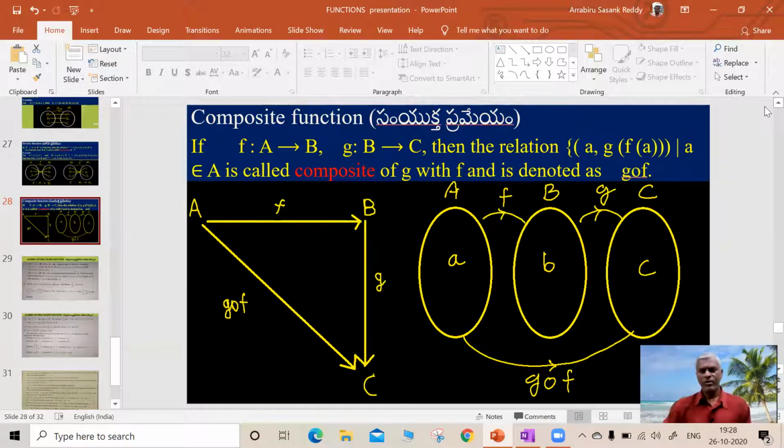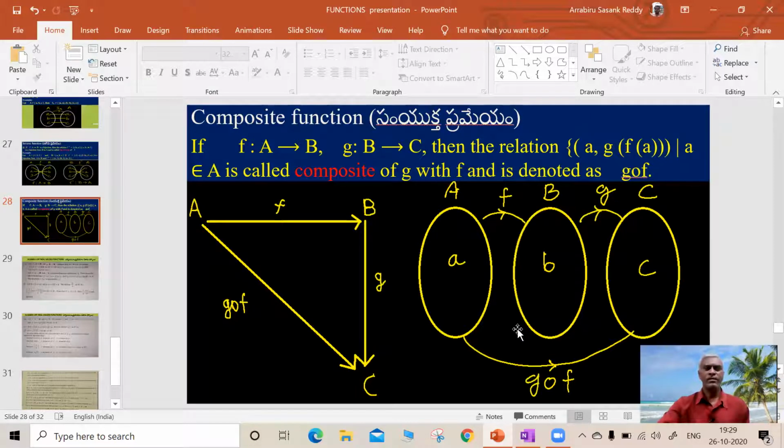So if f is a function from A to B, and g is a function from B to C, then the combined function of f and g is called the composite function, which is from A to C. You can see from this diagram, this triangle: f from A to B, g from B to C, the composite function g circle f is from A to C. And with the help of this diagram also, if f is a function from A to B and g is a function from B to C, then g circle f is a function from A to C.